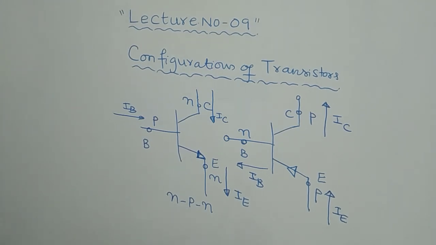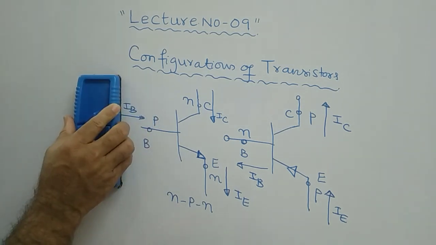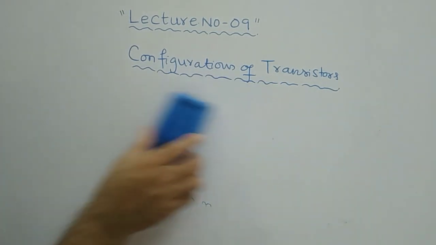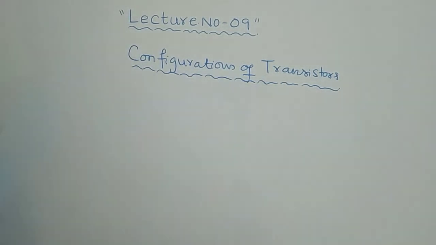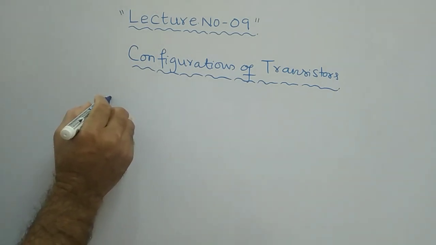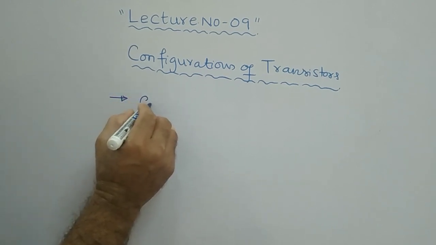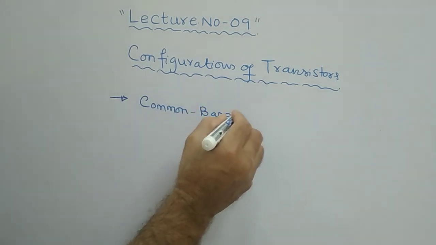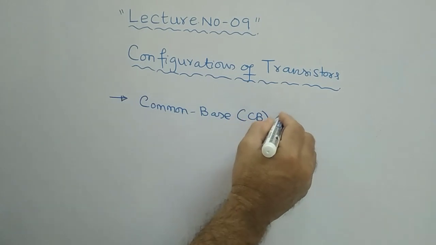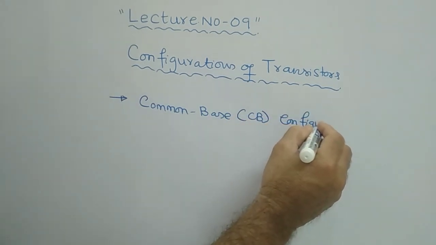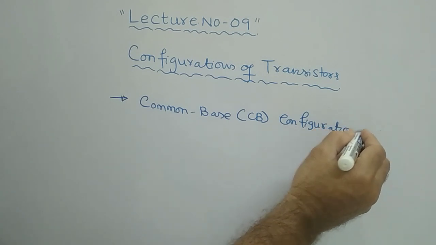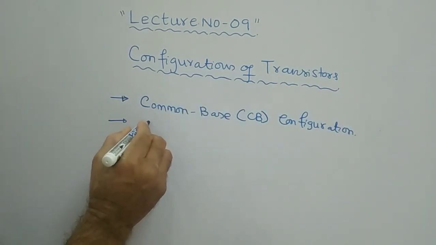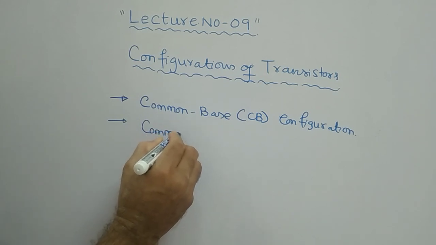That I will explain now. Depending on the terminals, we can operate the transistor in common base. The first one is common base, or simply you can write CB configuration. And the second one is common emitter.